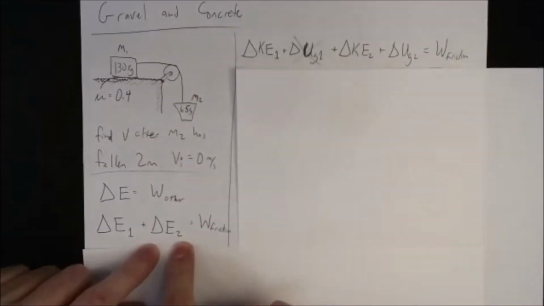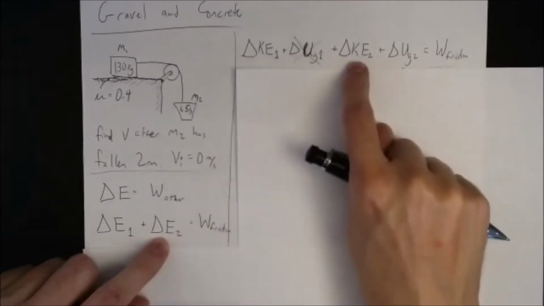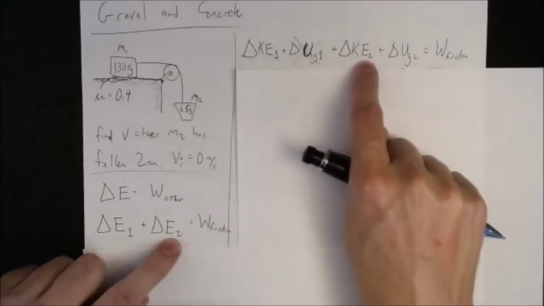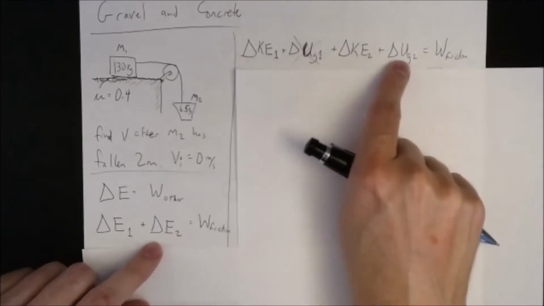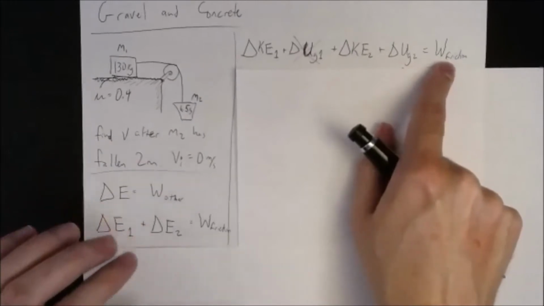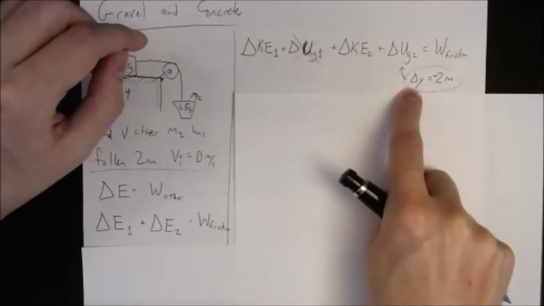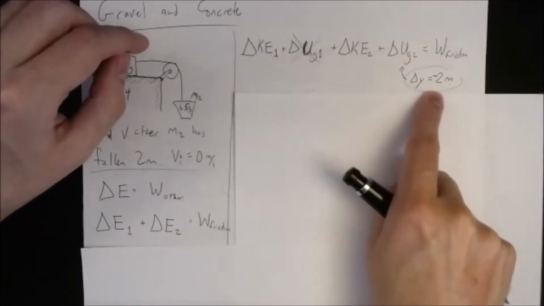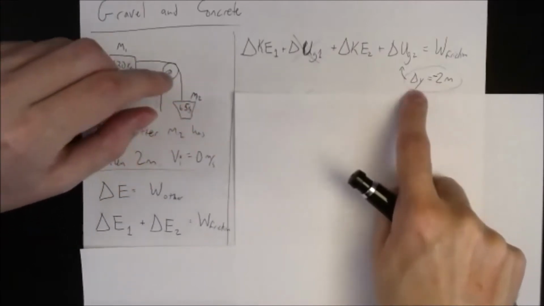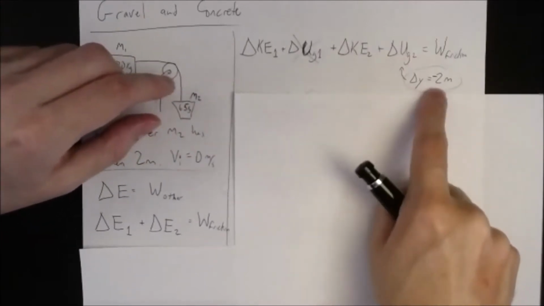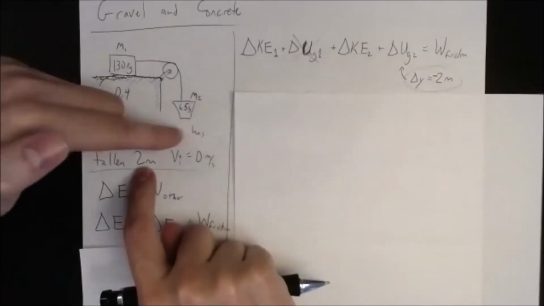Then I look at delta E2, the change in energy of the second block. It is going to be the change of that second block's kinetic energy plus the change of that second block's gravitational potential energy there. And that's all equal to the work due to friction. I know that the change in height of the second block is -2 meters. It's going to fall by 2 meters. And so delta Y, the change in Y for that, is going to be -2 meters. That's where that 2 meters comes in. It's fallen 2 meters.